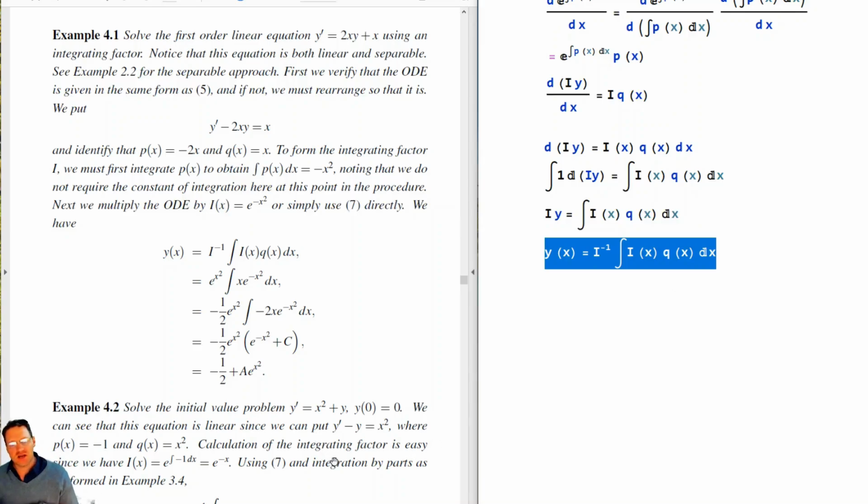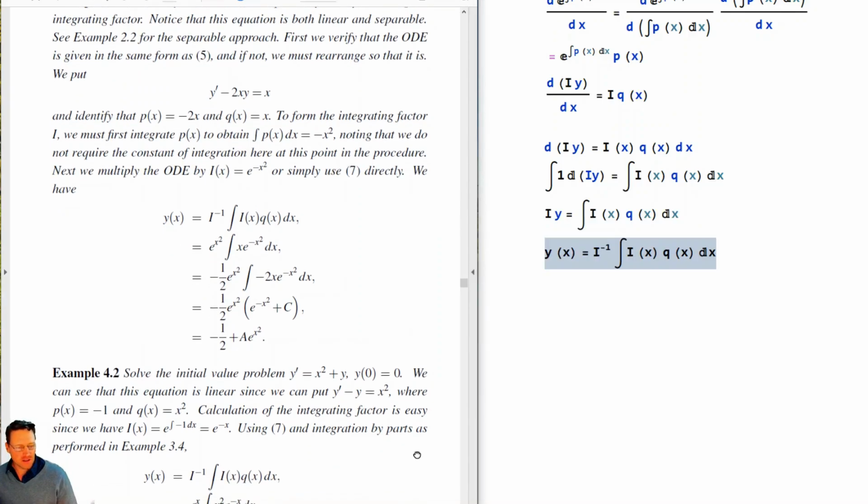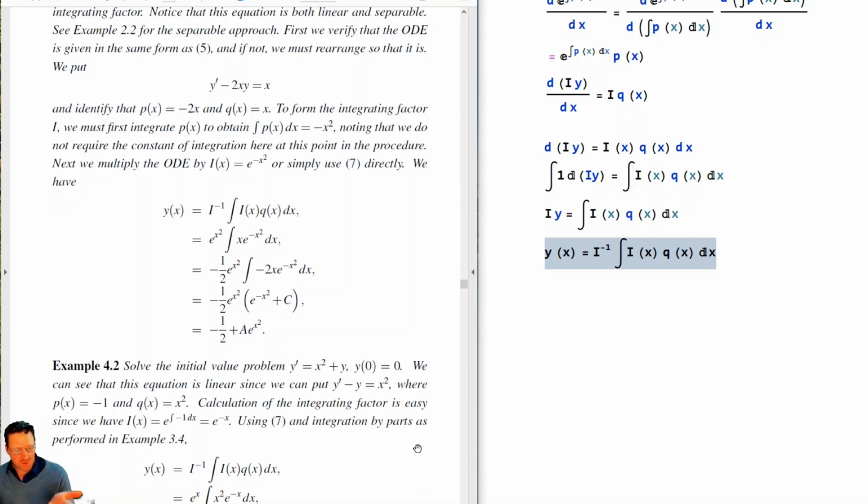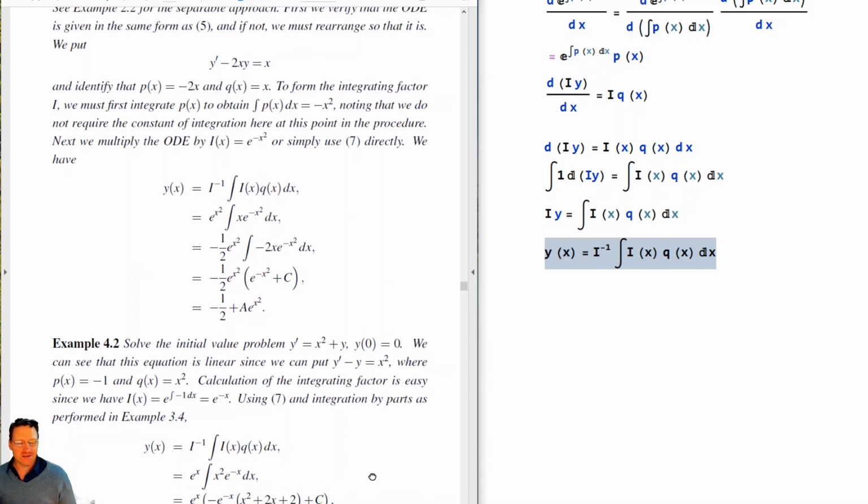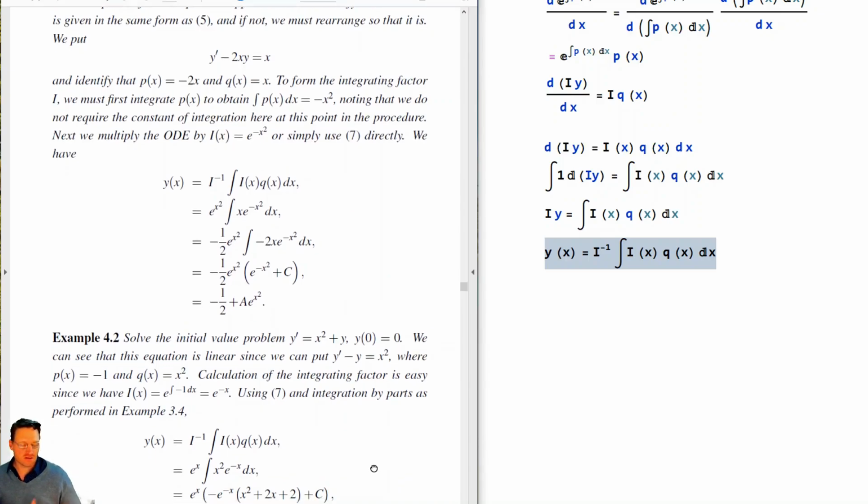Or just repeat the entire procedure again if you like. Okay, so our integrating factor gets multiplied in. We know what that is, so the inverse of that is e^x. So we have e^x times the integral of x² e^(−x) dx. Now we did this integral in our previous video, right? And that was an integration by parts that we had to apply a couple of times.